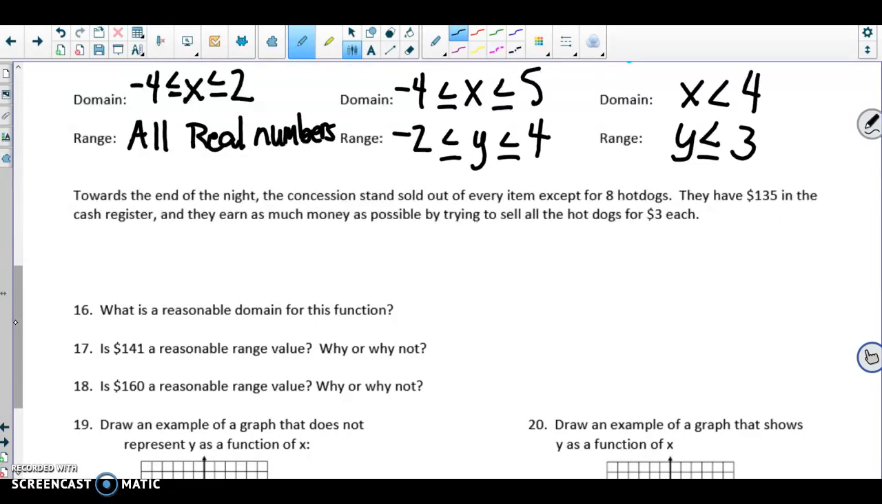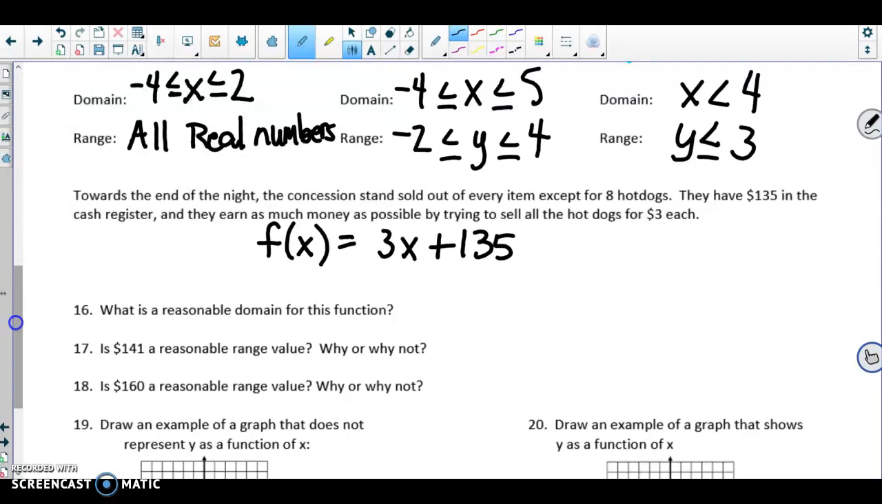Well, first thing I would probably do is write my function. So to get my output of total money, f of x or y, you could say, I already have $135 in the cash register, so we know that we've got that money in there. And then the hot dogs we're trying to sell for $3 each. So if x represents my hot dogs, 3 times however many hot dogs I have, and then add that 135, I end up with my function or my total amount. So what's a reasonable domain?